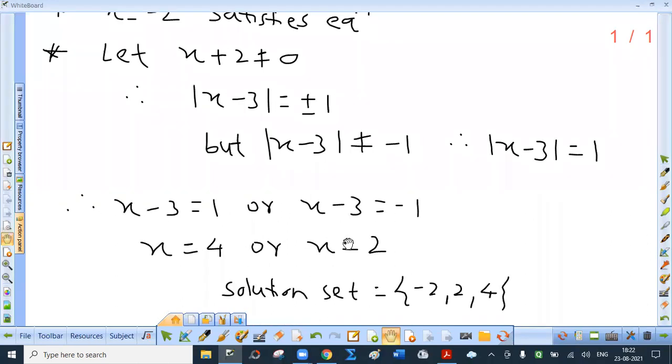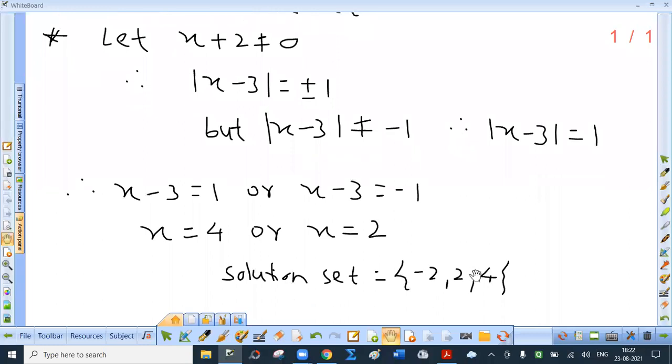So the solutions are minus 2, 2 and 4. You can verify this. How will you verify? Substitute the values in the equation. See whether both sides are equal or not. Right?